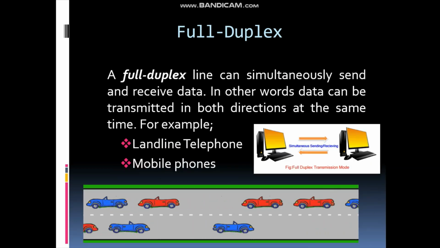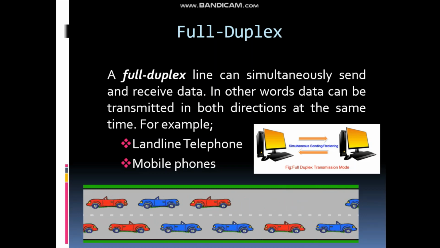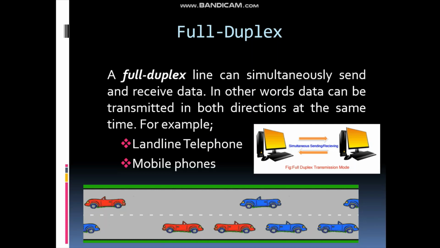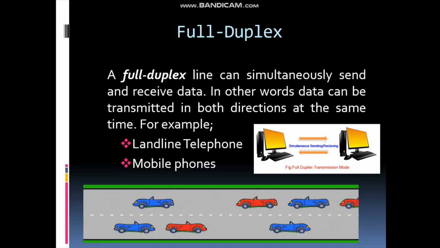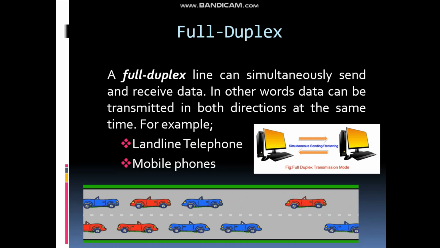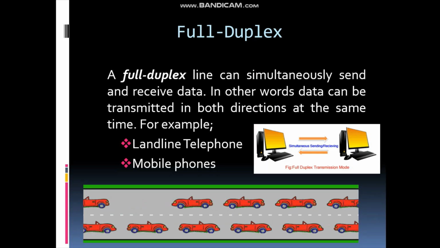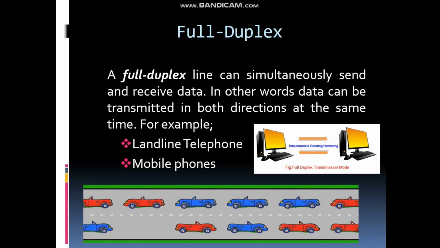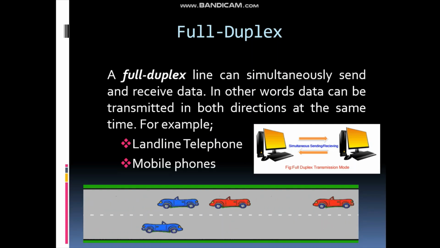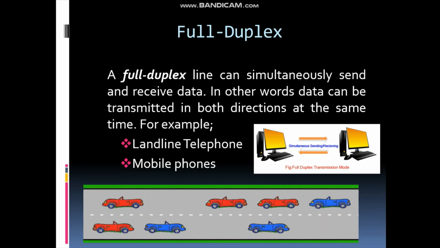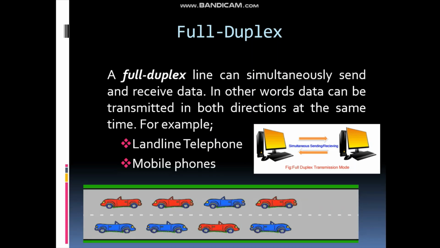Information can travel in both directions but not at the same time. Finally, full duplex. A full duplex line can simultaneously send and receive data. In other words, data can be transmitted in both directions at the same time. For example, landline and mobile phones. And continuing to use the example with the road, on a two-way road, vehicles can travel at the same time in both directions. So with full duplex, information can be passed in both directions at the same time.